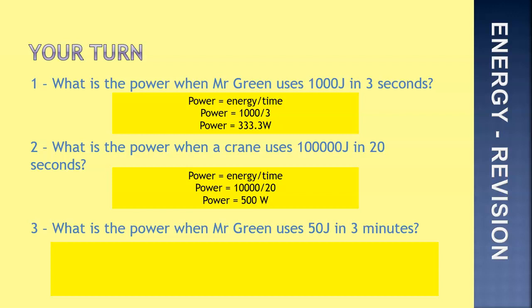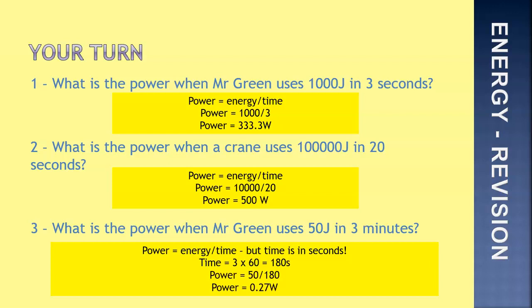What's the power when Mr. Green uses 50 joules in 3 minutes? Power is energy over time, but time's in seconds, so we need to convert that. 3 times 60 is 180 seconds. Divide 50 by 180, we get a value of 0.27 watts power.